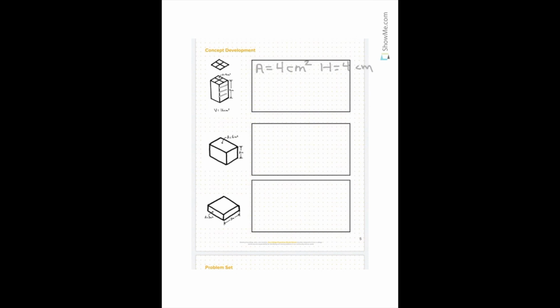Well, think back to what we did before. We already know that area is the same as length times width, and volume is length times width times height. So if this is area, we can just say the area, 4 centimeters squared, times the height, 4 centimeters. And we will get 16 centimeters cubed.